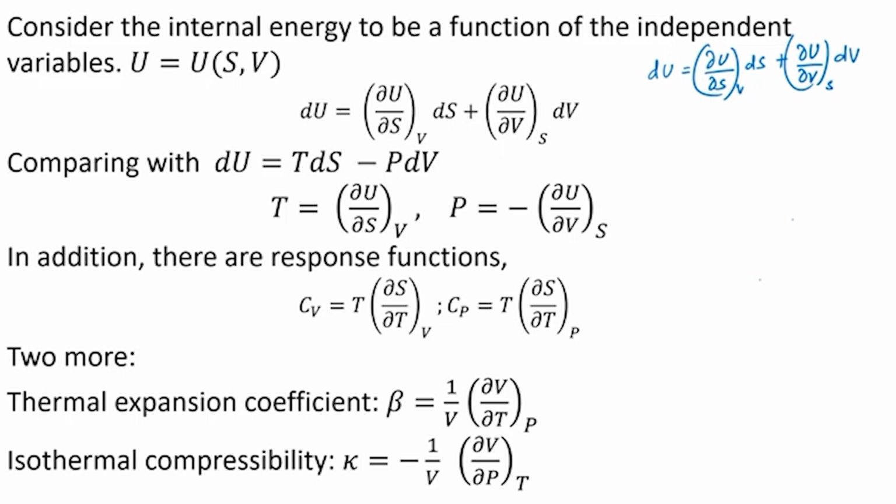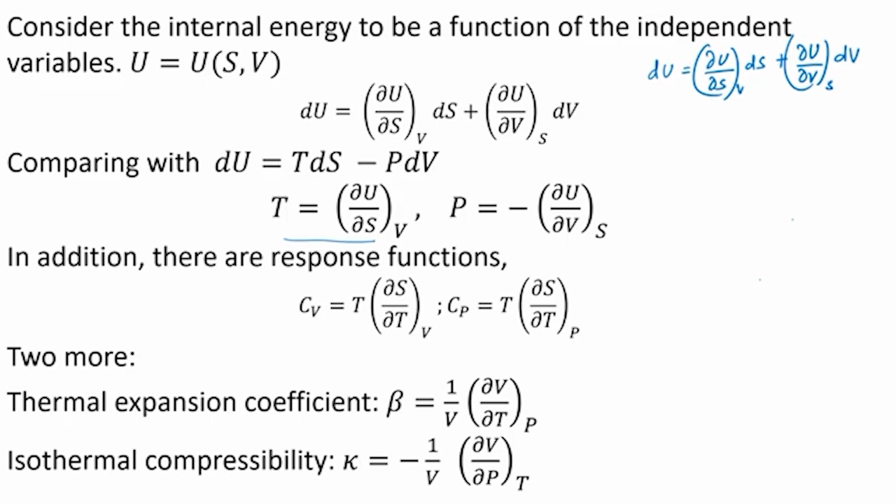So, dU equals del U del S dS plus del U del V dV, and if you compare it with the combined form of first and second laws, then we can immediately identify that the temperature is given in terms of the internal energy and the entropy as del U del S at constant V, and the pressure is actually minus del U del V at constant S.